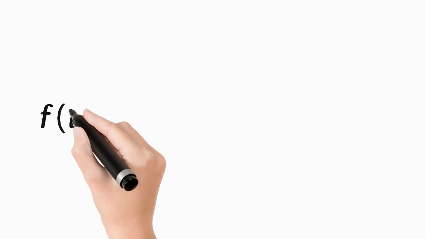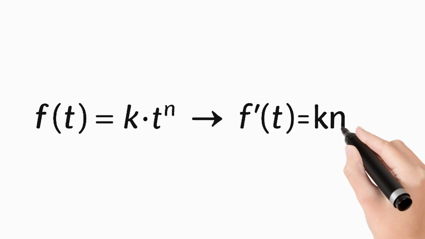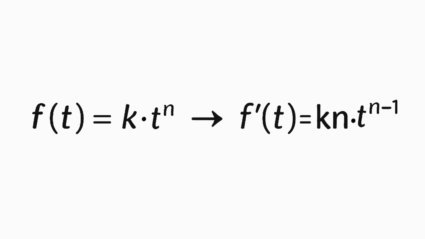The power rule is a shortcut in calculus. It tells us how to find the rate of change for any polynomial function in seconds.